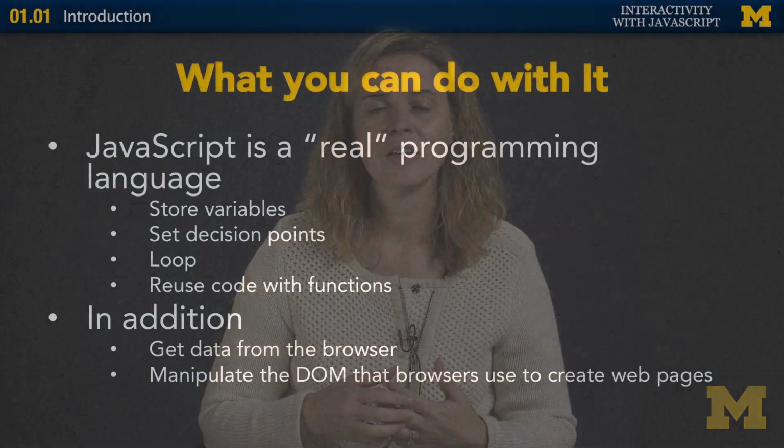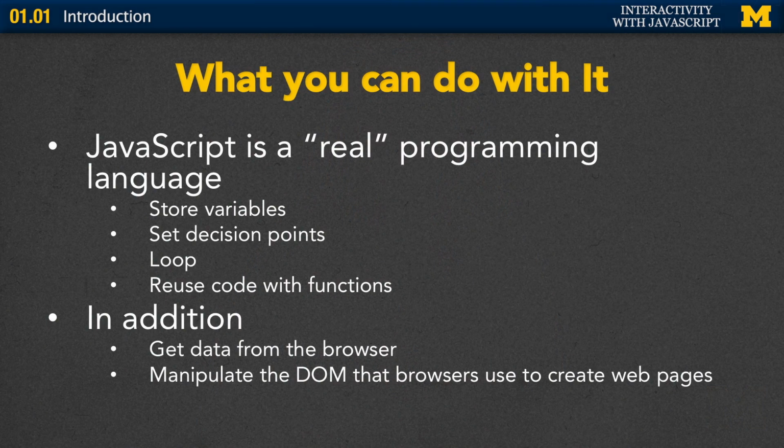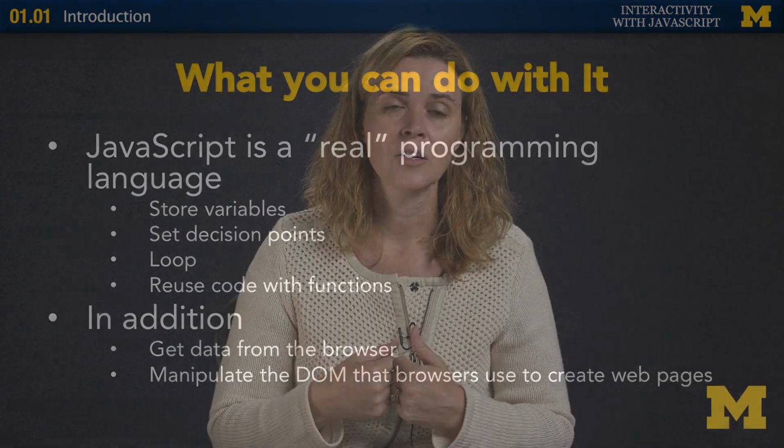The other thing we can do, which is really where it gets a little bit more exciting, is that we can manipulate the DOM that the browsers use to create web pages. So the DOM is that document object model. It's what builds up a web page. If you're a little fuzzy, it's been a little while, don't worry. We're going to review the DOM in a future lecture.